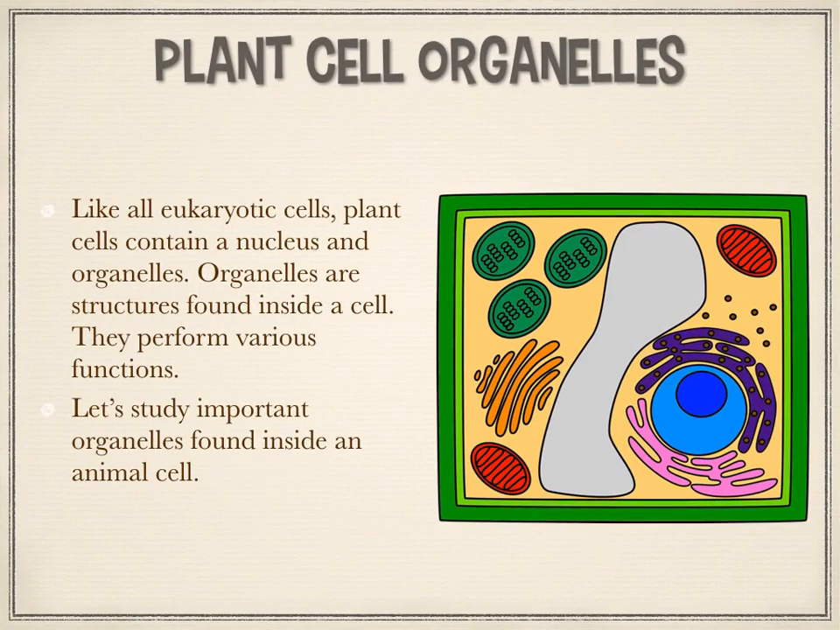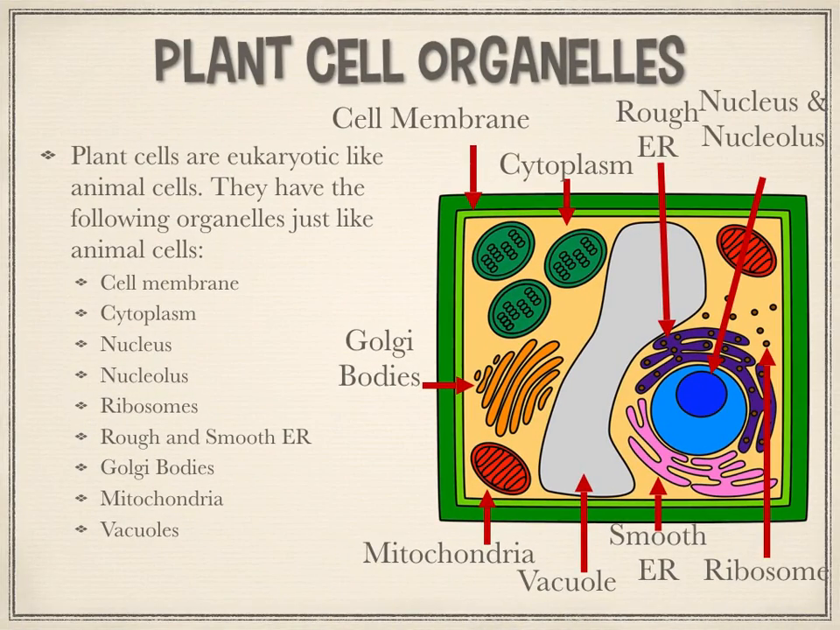Like all eukaryotic cells, plant cells contain a nucleus and organelles. Organelles are structures found inside a cell. They perform various functions. Let's study important organelles found inside a plant cell. Plant cells are eukaryotic like animal cells. They have the following organelles just like an animal cell: a cell membrane, cytoplasm, nucleus, nucleolus, ribosomes, rough and smooth ER, Golgi bodies, mitochondria, and vacuoles.